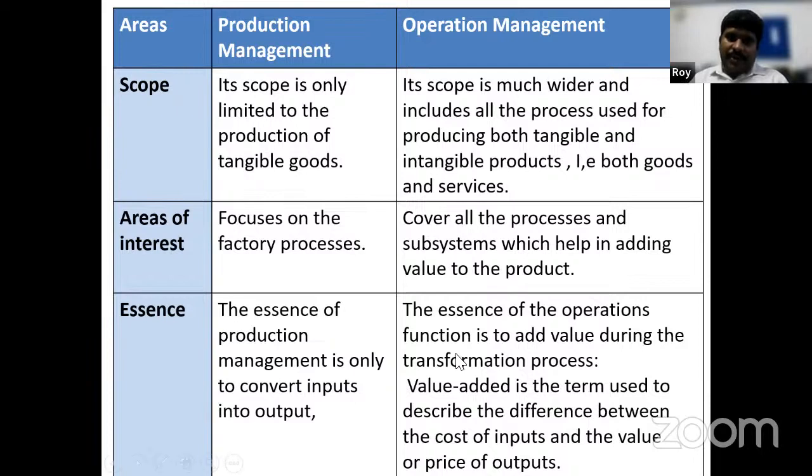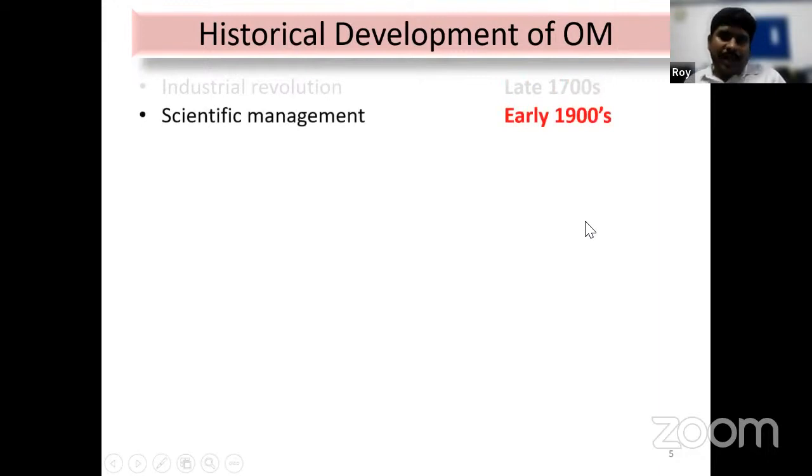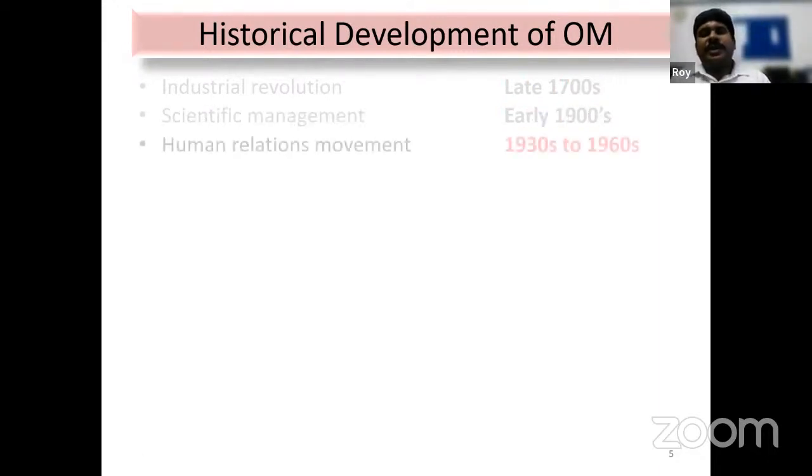Now, if you see the historical development, as I told you, from the Industrial Revolution onwards, in the late 70s this started, and we call it scientific management in the 1900s, and the human relations movement from 30 to 60.